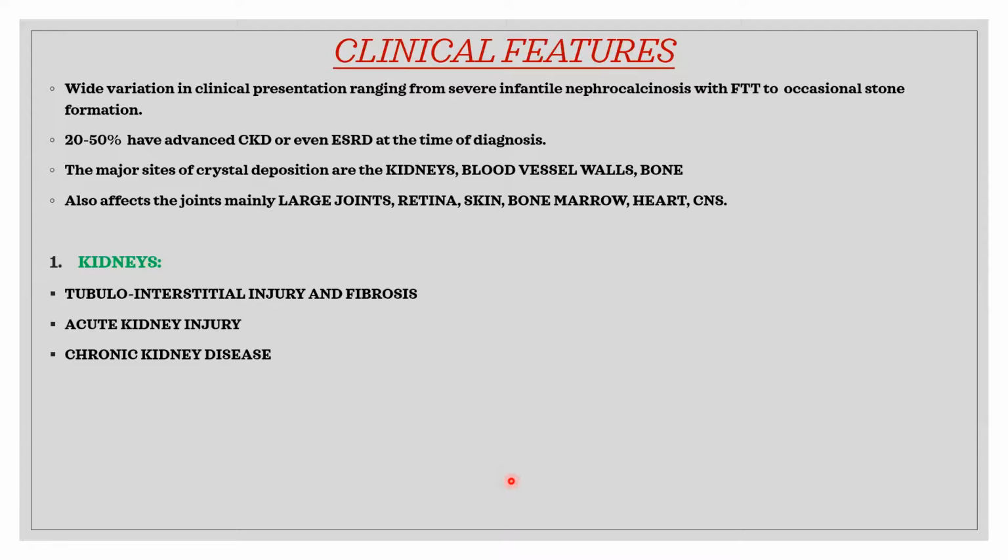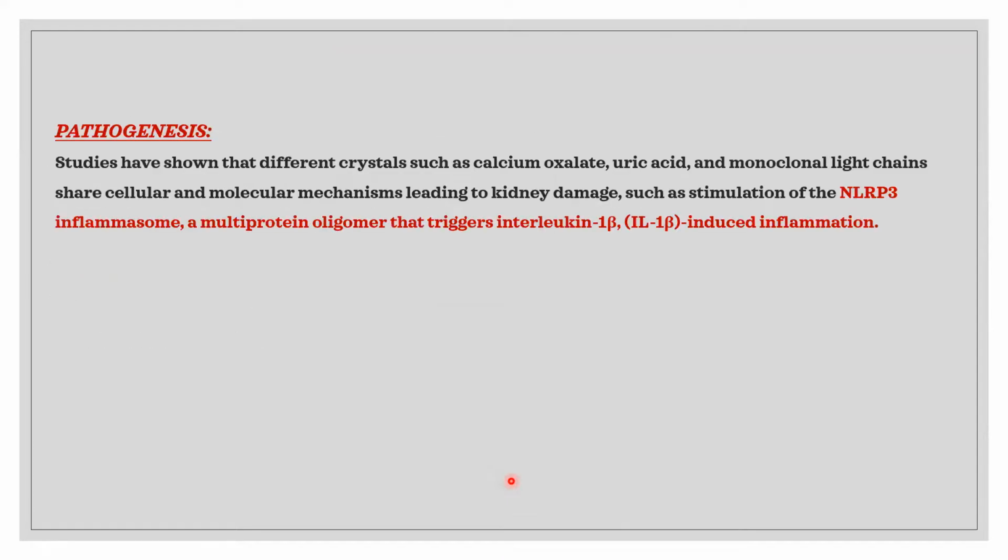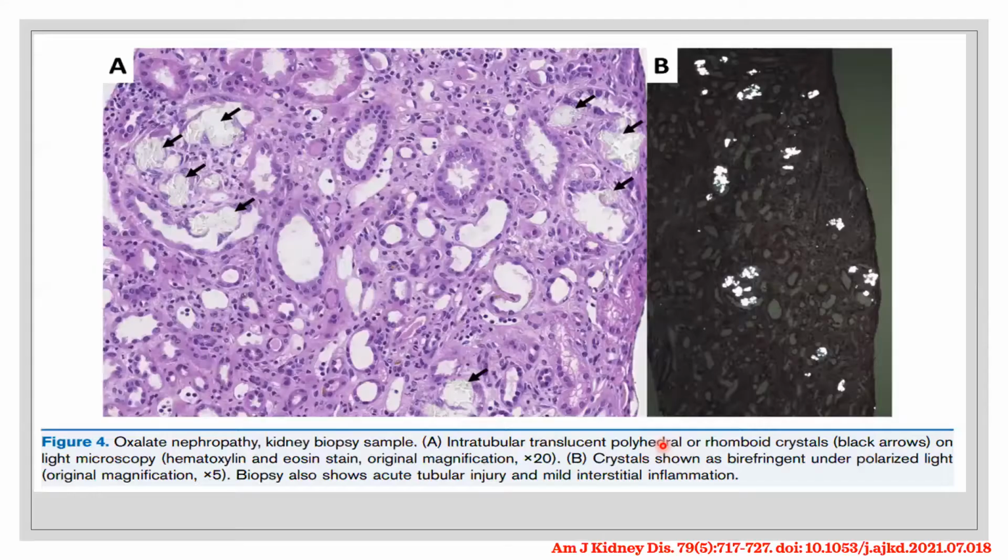They can present as acute kidney injury or even in end stage. Coming to the pathogenesis of renal damage in hyperoxaluria, it's like other crystal depositions like uric acid and even monoclonal light chain deposition, where they activate the NLRP3 inflammasome and it triggers interleukin 1 beta induced inflammation. These are renal biopsies of primary hyperoxaluria patients, where we can see rhomboidal or bipyramidal crystal deposition in the tubules, and on polarized light, they are birefringent.